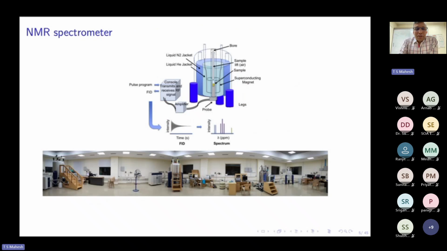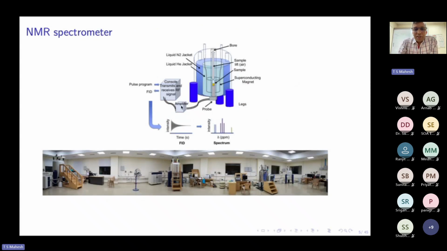Okay, so now with the modern spectrometer, it is like this. This is the pictorial diagram. So we have this cryostat. We have, central, the probe housing the sample, and surrounding that there is a superconducting coil immersed in liquid helium, and surrounding that there is liquid nitrogen, and then it's all sitting inside a vacuum chamber. So that's the NMR setup, and this is a panoramic view of our lab. So we have 6 NMR spectrometers.